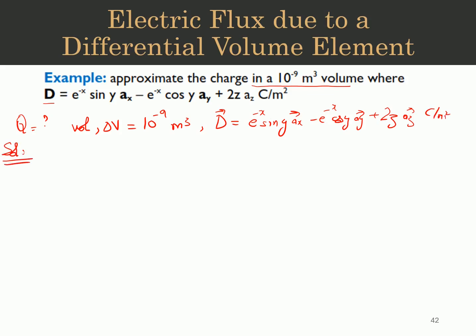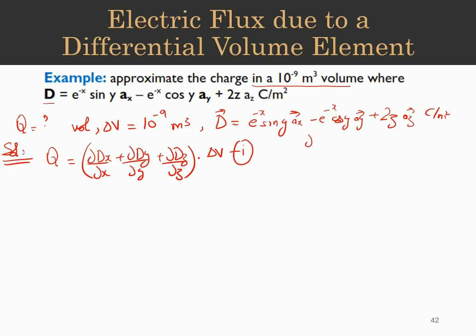So we know that if we have a differential volume element and an object is enclosed in that small differential volume, we can find the charge enclosed by taking the partial derivative of that element along x, the partial derivative along y, and the partial derivative along z, multiplied by the total volume enclosed. So this is the equation that we want to use. Let us find the partial derivatives one by one. Let us find the partial derivative with regards to x.